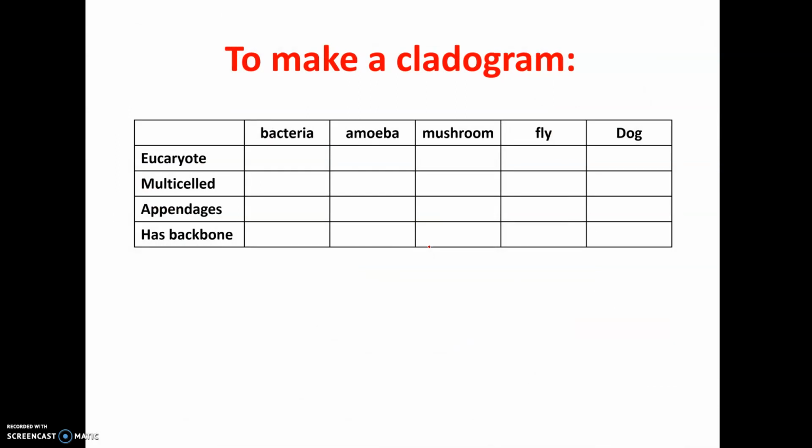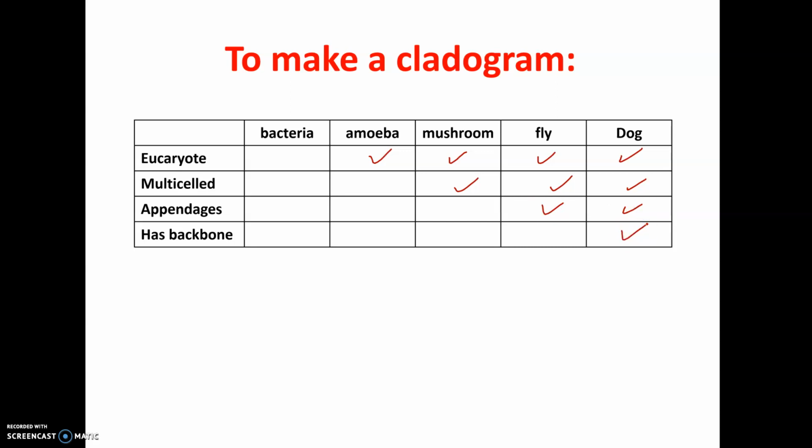So first of all, this would normally be filled out for you unless it was something that you would already know. We've kind of talked about some of these things, but we haven't talked about all of these, so I wouldn't expect you to know how to fill this out. So we're going to put a check mark, or we can put a plus or whatever, next to characteristics that an organism has. For a eukaryote, the amoeba, mushroom, fly, and dog all are eukaryotes. Bacteria is actually a prokaryote. Next, multi-celled. Well, the mushroom, the fly, and the dog are all multi-celled. Appendages, which are legs, flies and dogs have, and then a backbone, only the dogs have.